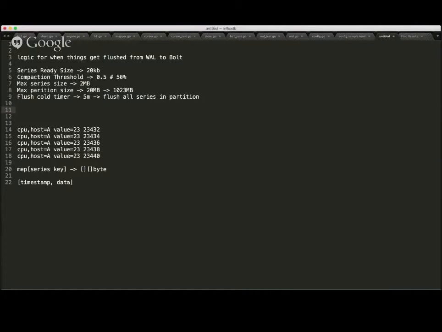Okay, so those are the controls for flushing. The reason why there are 5 partitions for flushing and compacting is the idea that not every series comes in at the same interval, right? You'll have some series that come in once every 10 seconds, some series that come in once a minute, some series that are event-driven that may happen a few times a day.